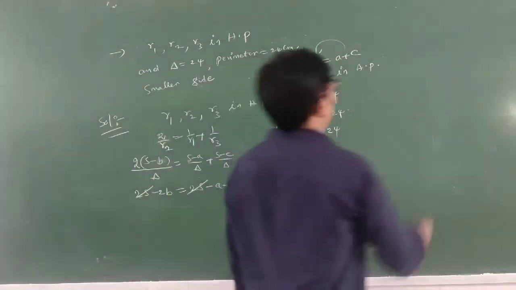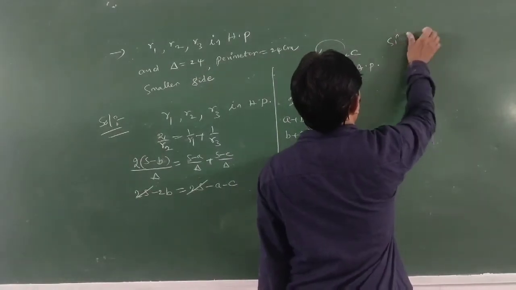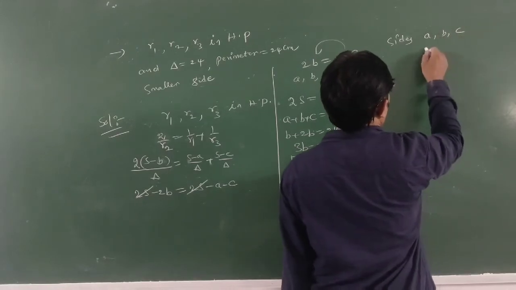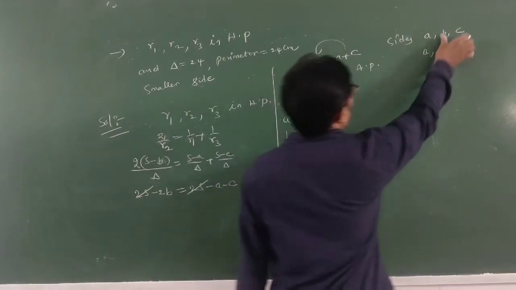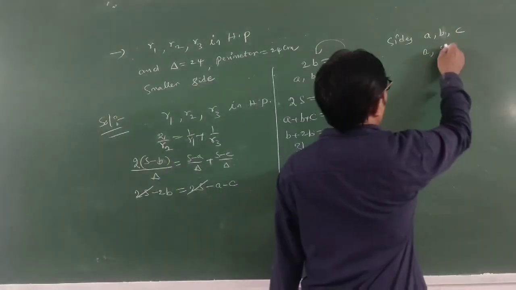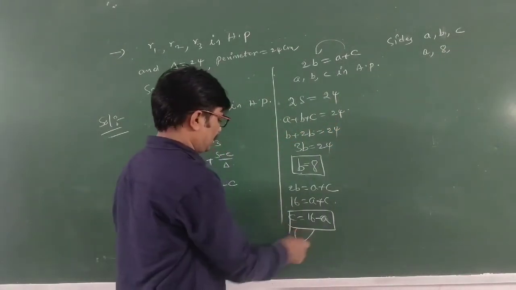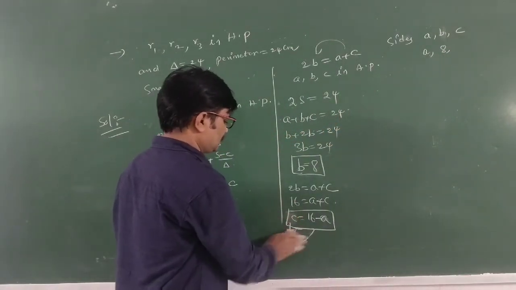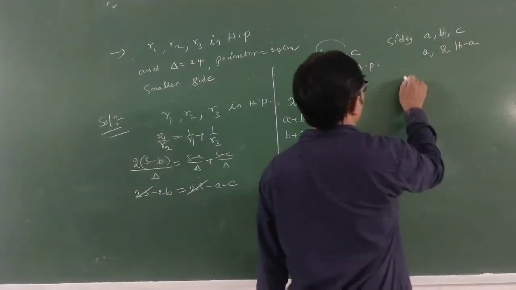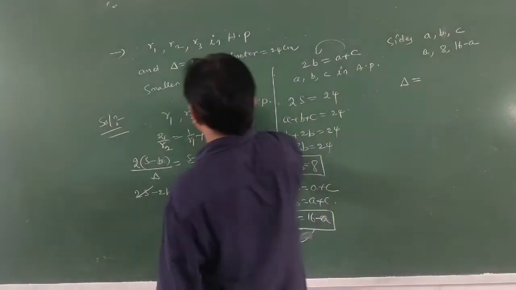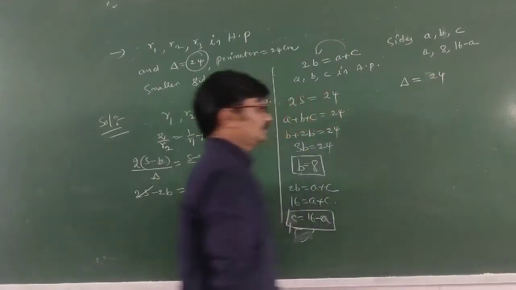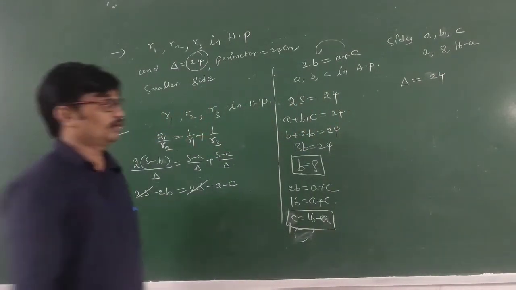What are the sides of the triangle? The sides are a, b, c. That is A. B we got 8. What is C? 16 minus A. So students, delta, the area of the triangle, is also given as 24. Area is also 24.